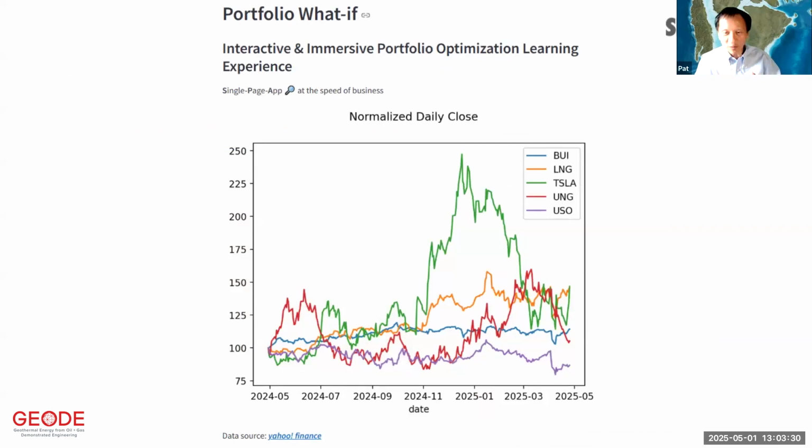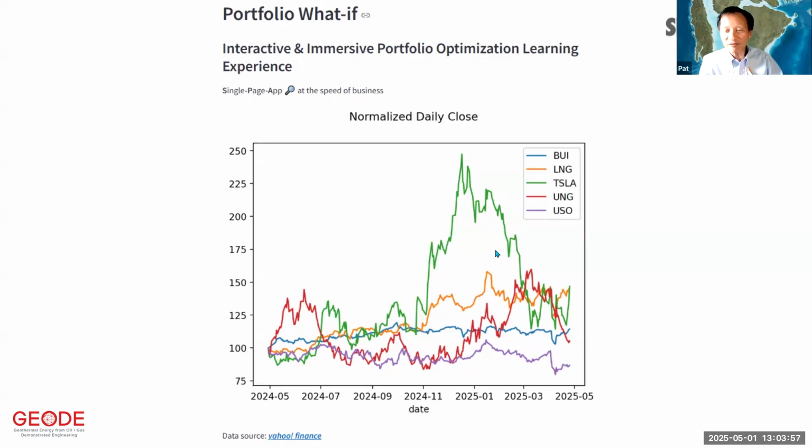So since we talk about portfolio, I just want to bring up a whole different app just for illustration. We're using 5 index stocks. This is utility. This is liquefied natural gas. This is natural gas and oil. Well, here is Tesla, but maybe a proxy for the future electrification of transportation.